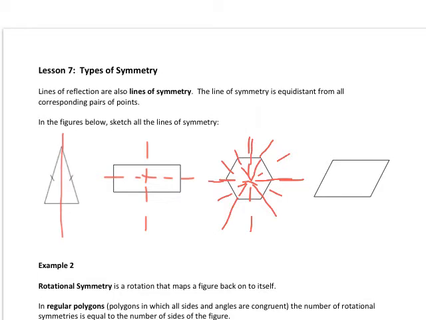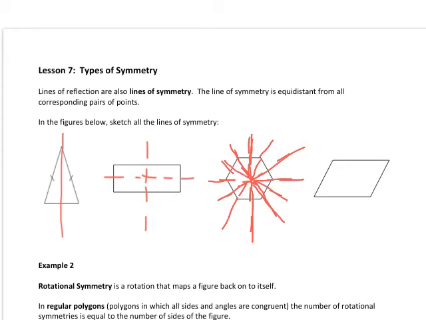If I make these more solid, I don't know if that will help. I really need a straight edge to do this. But we have 6 lines of symmetry, bisecting the angles and bisecting the sides. Okay, that's a little crazy.